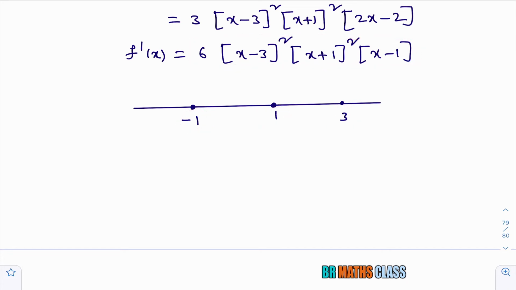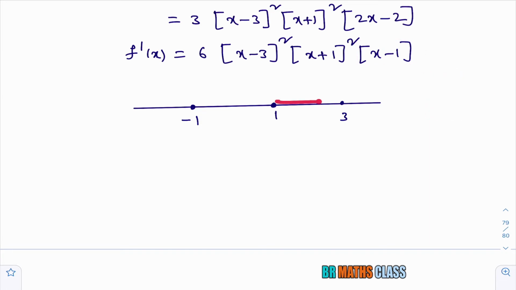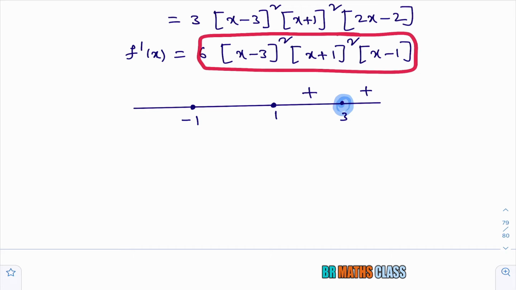But I want for what x values this f dash of x is greater than 0. As this expression is clearly positive or 0, f dash of x is positive or negative depends upon this x minus 1 only. If x minus 1 is positive, that means if x minus 1 is greater than 0, then f dash of x is positive. So x is greater than 1. Whenever I take x values in this interval, I'll get f dash of x is positive. But the only problem is I cannot put x equal to 3. If I put x equal to 3, then this f dash of x will become 0.